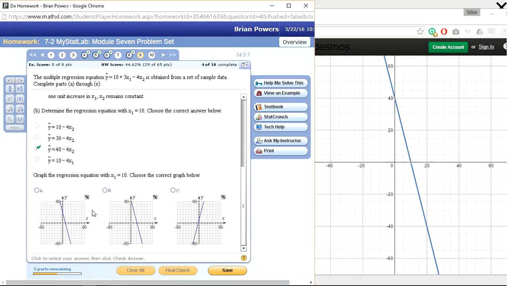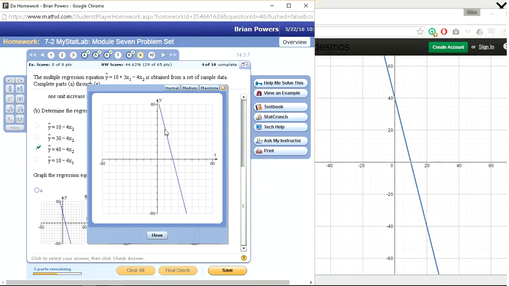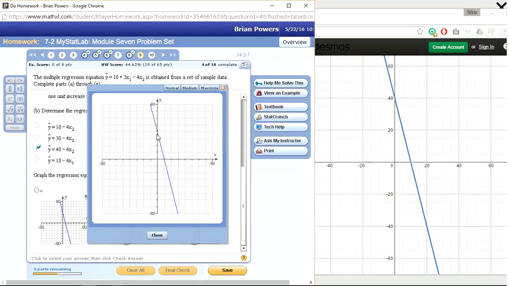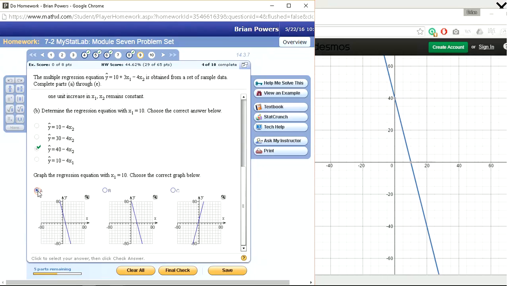So let's just compare. It's either this or this. Let's look at this one first. No, that's at 80. We should be crossing at 40, so this is no good. Let's check this one out. Yeah, this is good. It crosses at 40, and over here at what looks like 10. That matches up. That's good. So let's check it.